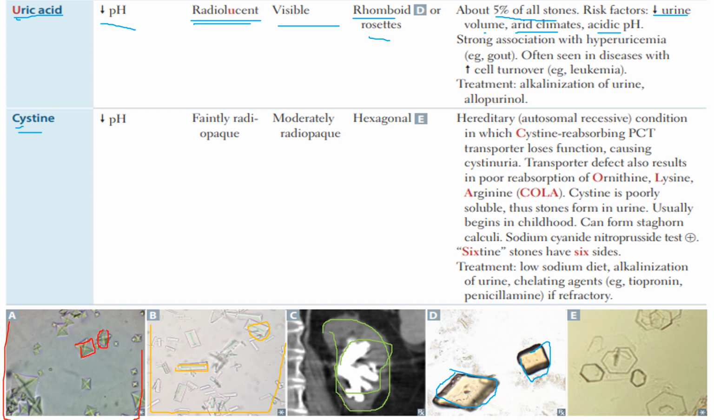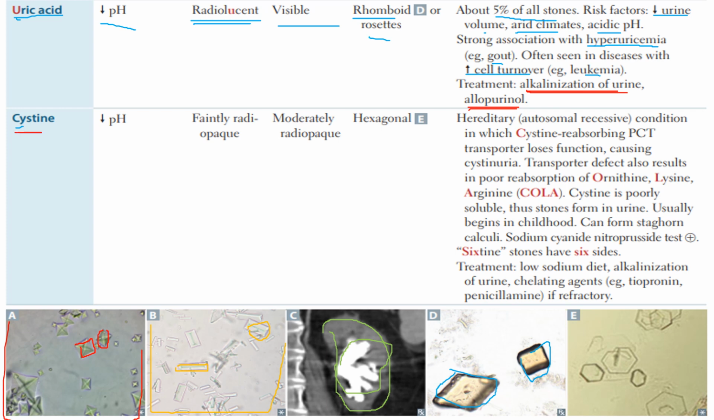Strong association with hyperuricemia. Example: gout, often seen in diseases with increased cell turnover. Example: leukemia. Treatment includes alkalinization of the urine and allopurinol.